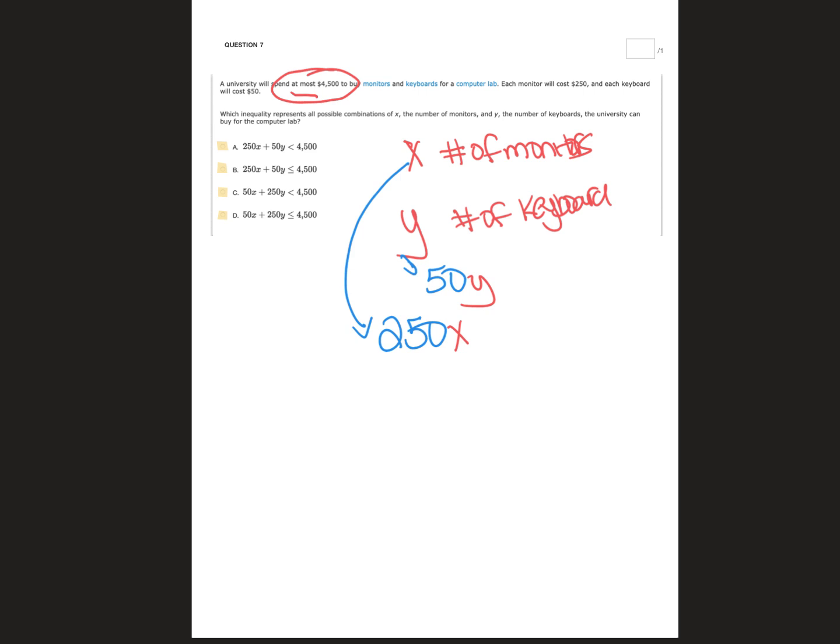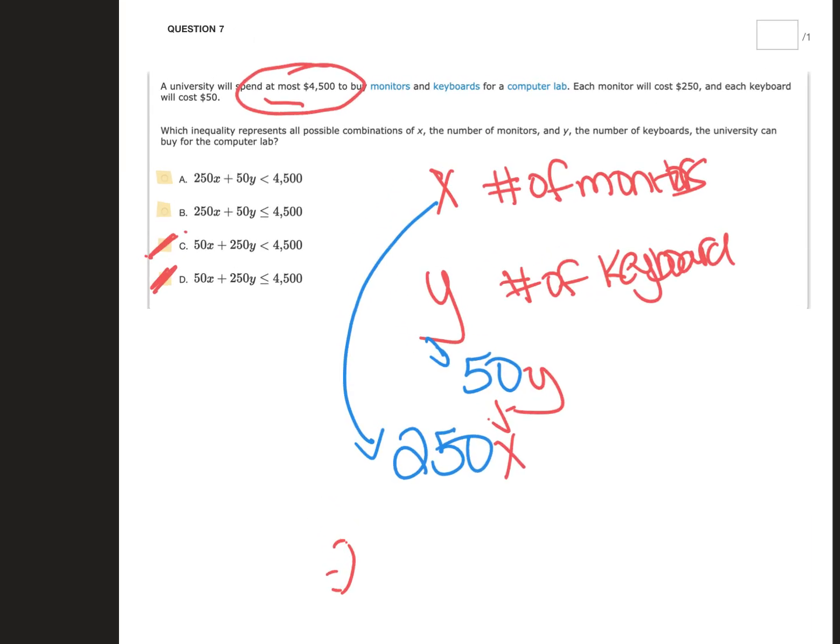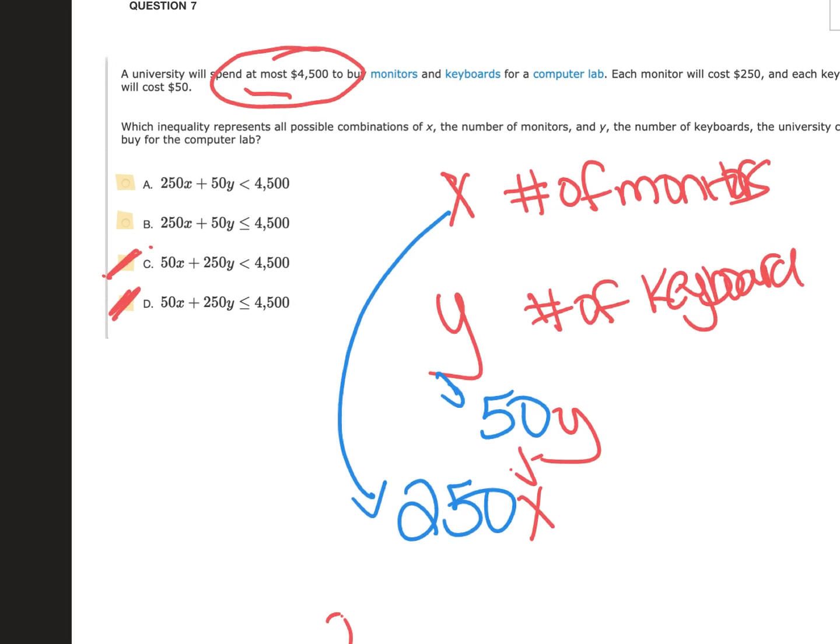I need to find something that is a 250x plus 50y. So I know it's not C or D because it has those variables flipped. And now let's look at the difference between A and B. So A, with this inequality, this is telling me they cannot spend $4,500.